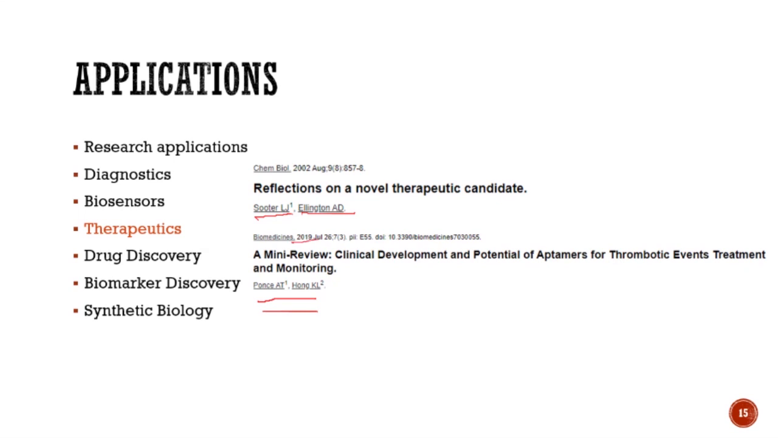Alex Pons, a graduate from last year's pharmacy class, helped me write an article really looking at some of the clinical developments and potentials for aptamers for thrombotic events treatment and monitoring. He wrote the vast majority of the article. I just chipped in, did a little bit of editing, and added a little bit of the conclusions and perspective view. So he really did a good job.